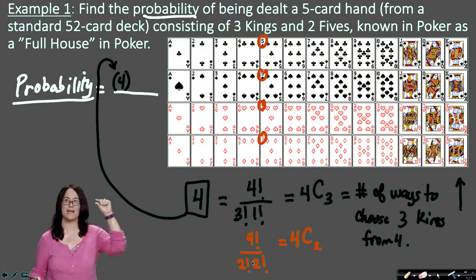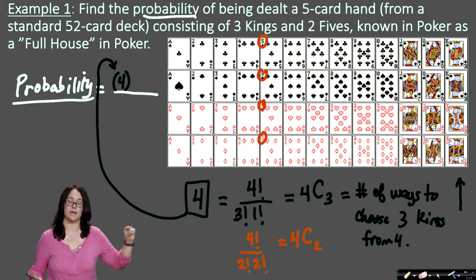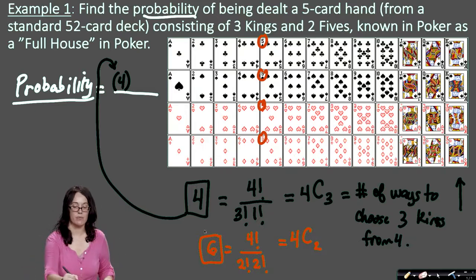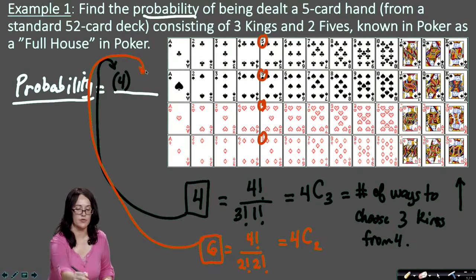So you would have 4 times 3 times 2 times 1 for your numerator, and 2 times 1 times 2 times 1 for your denominator. When you simplify that out, or just use your calculator button for that particular part of the problem, you should end up getting the answer of 6. Okay? So there should be 6 ways to do this. So that would be the number of ways that you could select your 2 5s from 4 that are in the deck. So 6 ways to do this.